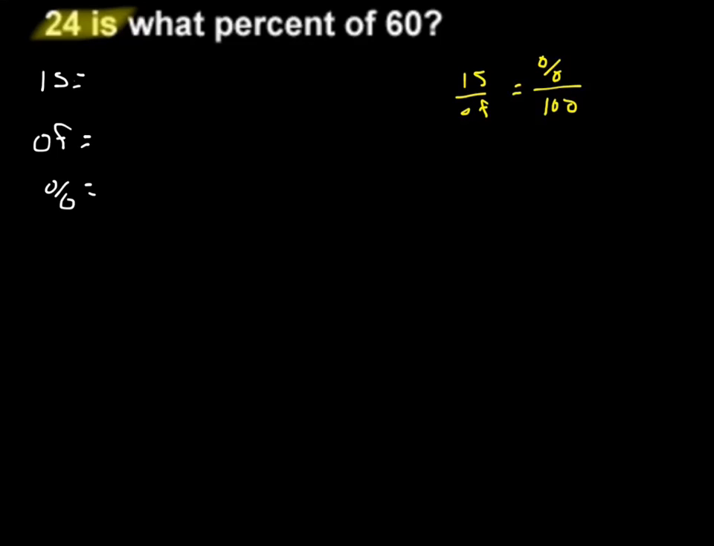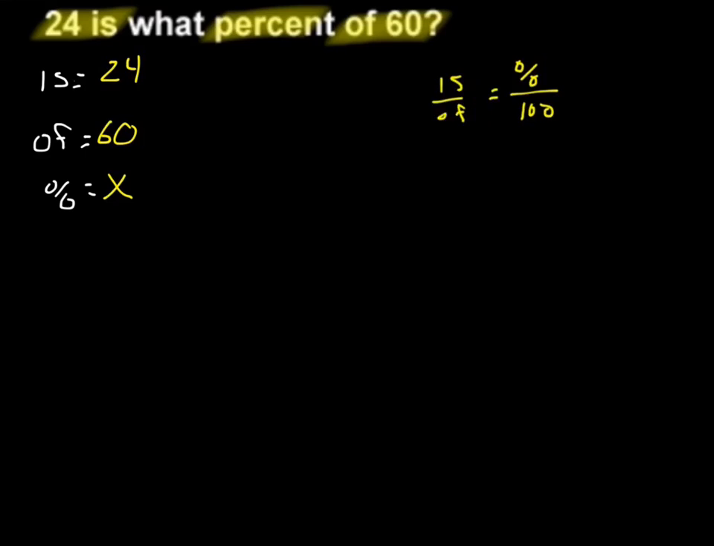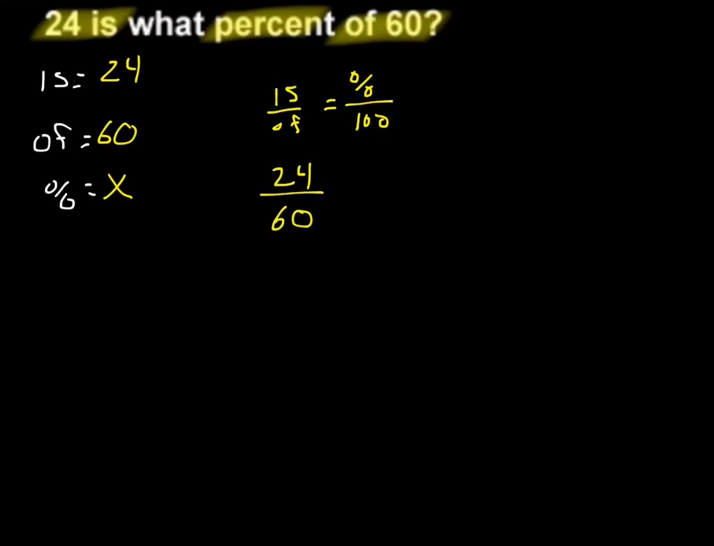So 24% of 60. So my 60 is my of. And what are we looking for? Percent. What percent? So that's your x. So you would just plug that in. So let's move this over and just plug it in. So we have 24 over 60 equals x over 100.